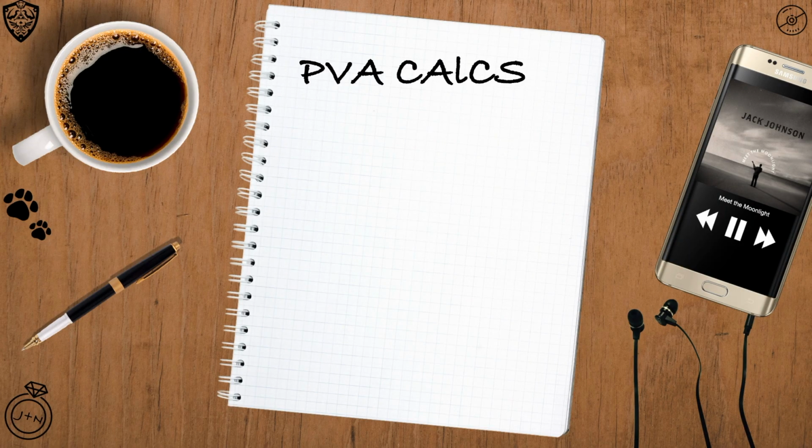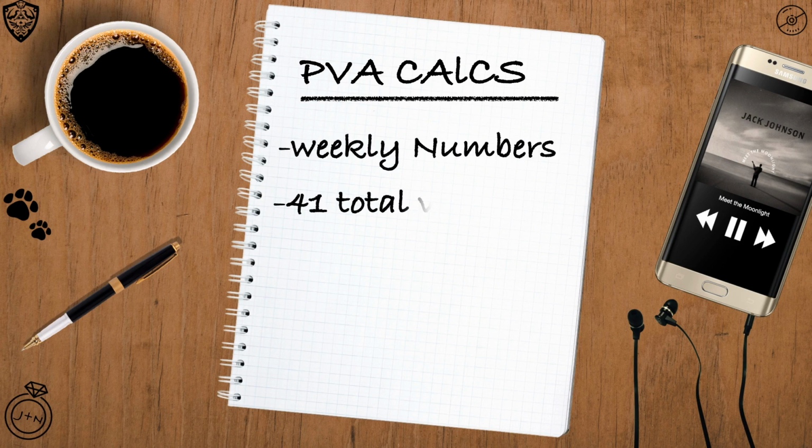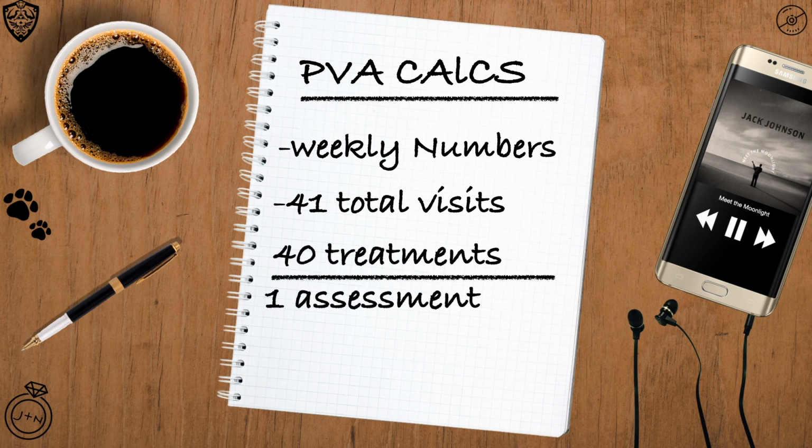This is a pretty legit calculation when we're looking at over 2,000 data points over an entire year. On the other hand though, let's look at 1 week. Let's say that in this week, you only see 1 assessment. In the same week, you do 40 follow-up sessions. This means that based on our calculations, we're going to have a PVA of 40.